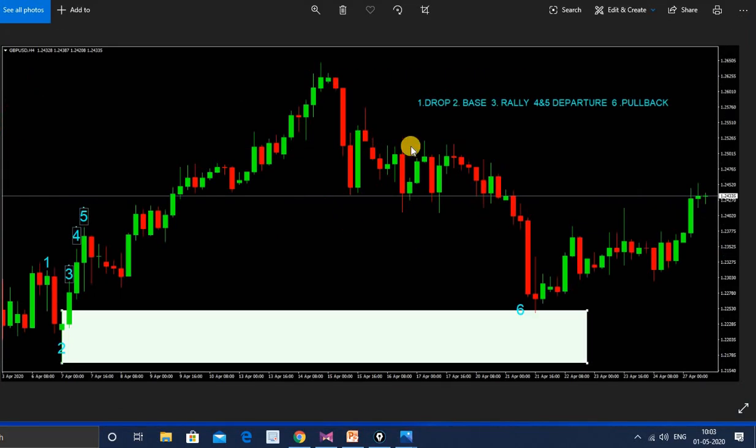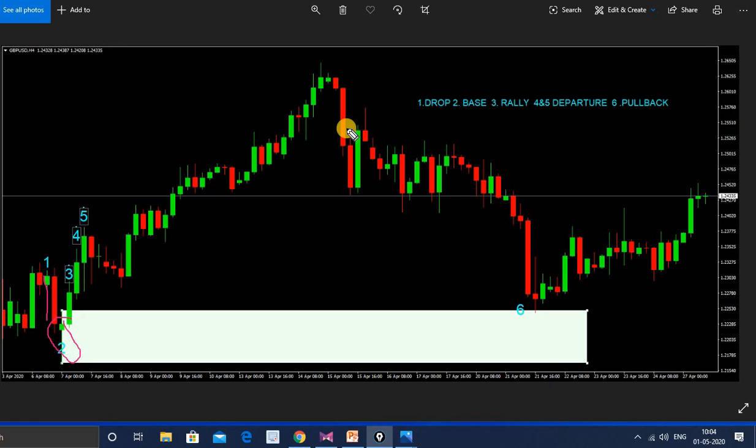So this chart is going to show you the example of a valley. Just see here, this is drop, then here we have a base candle at 2, and then 3 is my rally. Okay, and 4 and 5 is again a departure. Departure means further the price rallied. So it's a drop, base, rally pattern.